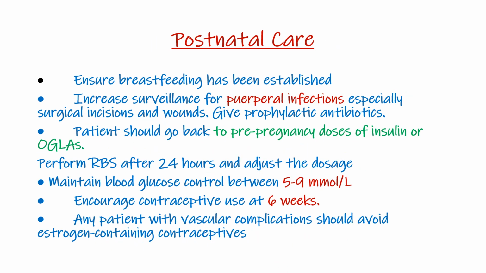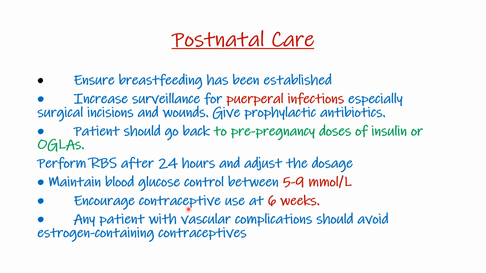Postnatal care: you ensure breastfeeding has been established, and because we said one of the complications of having diabetes in pregnancy is increased puerperal sepsis, you ensure surveillance for puerperal infection, especially at surgical sites and wounds, and you give prophylaxis for such conditions. And then patients should go back to pregnancy doses of insulin and oral hypoglycemic agents, and you perform a random blood glucose test after 24 hours and adjust the dose, and then you maintain blood glucose control between 5 to 9 millimoles per liter, and you encourage this patient to take contraception at 6 weeks.